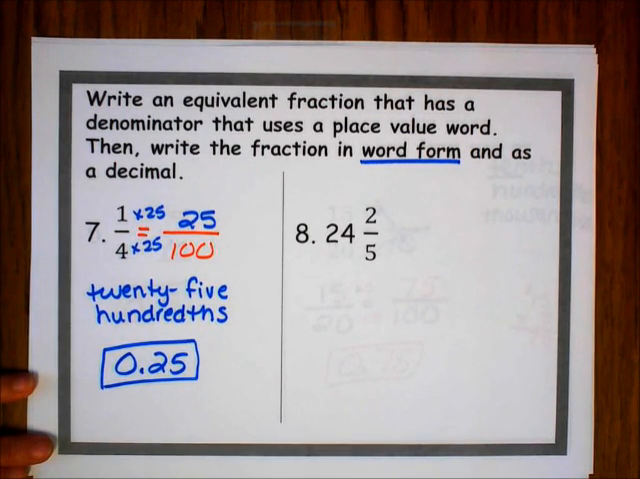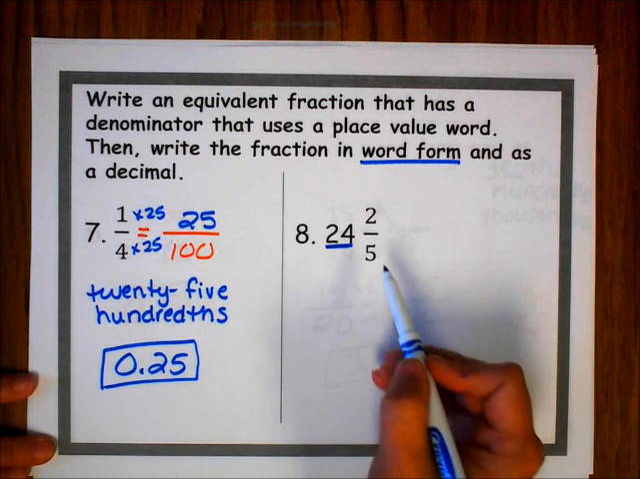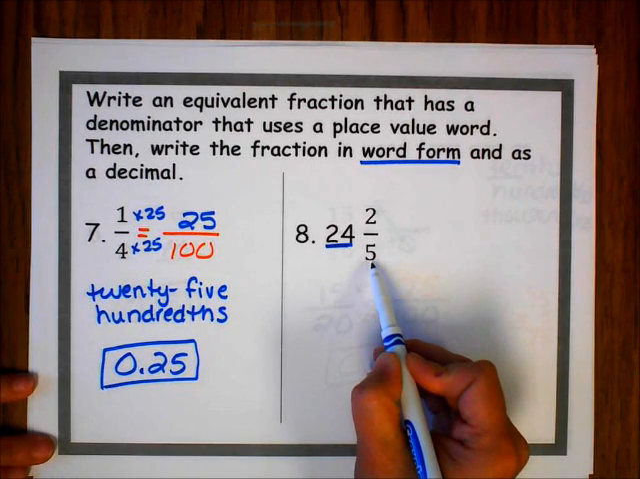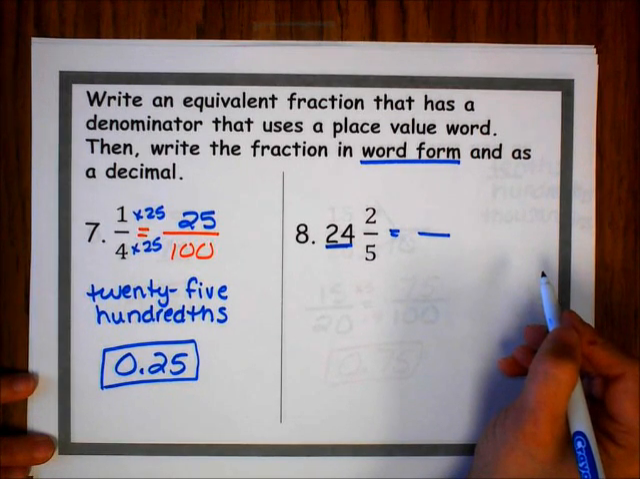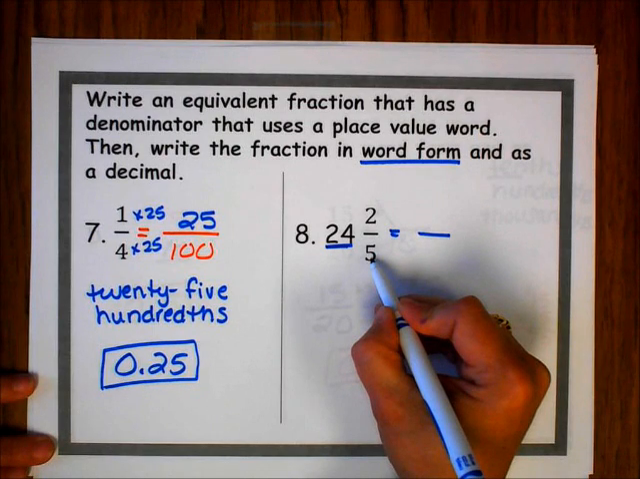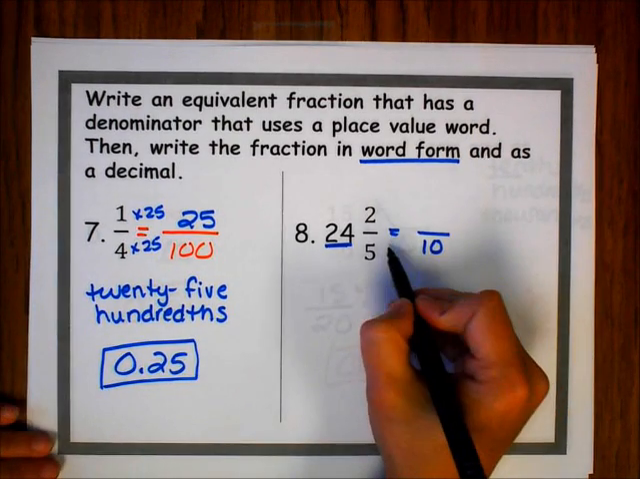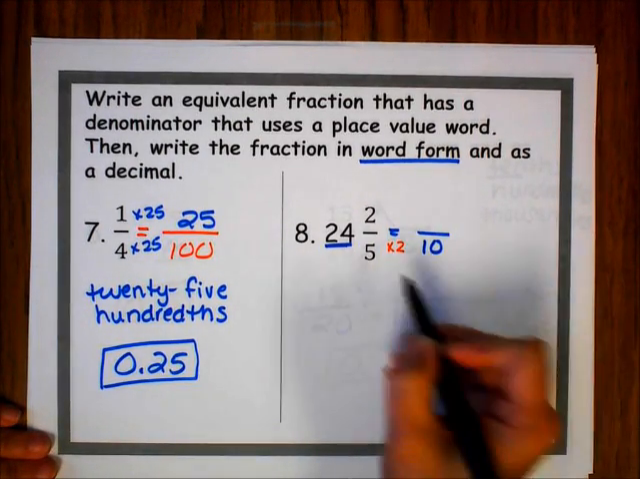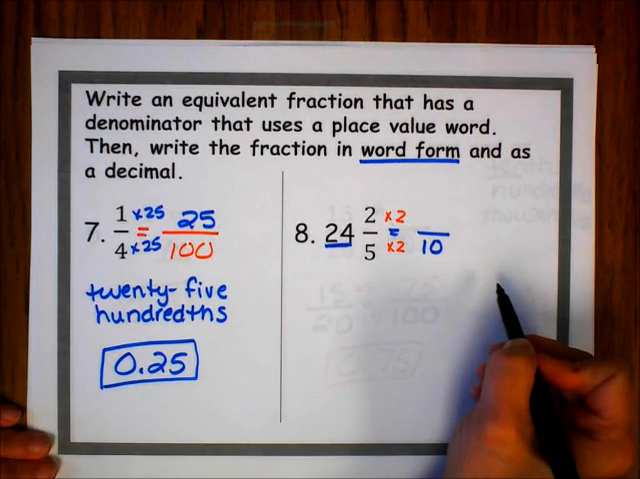Let's look at number 8. Number 8 says 24 2/5. Notice this time I have a whole number, so don't forget about that whole number. Let's concentrate on the 2/5 for a minute. Notice fifths is not a place value word, but I want to change it into a place value word. I know quickly that I can change 5 or fifths into tenths, and I can do that by multiplying by 2. 5 times 2 is 10, so that means I also have to multiply the numerator by 2.